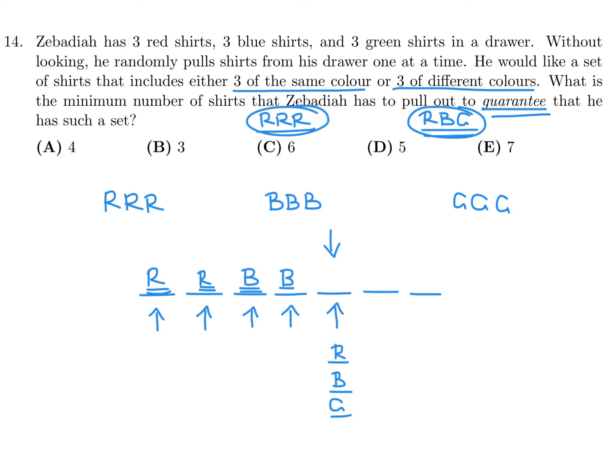So that spot is the fifth spot, and therefore the fifth shirt. So 5 is the answer to this question. D is the answer choice.